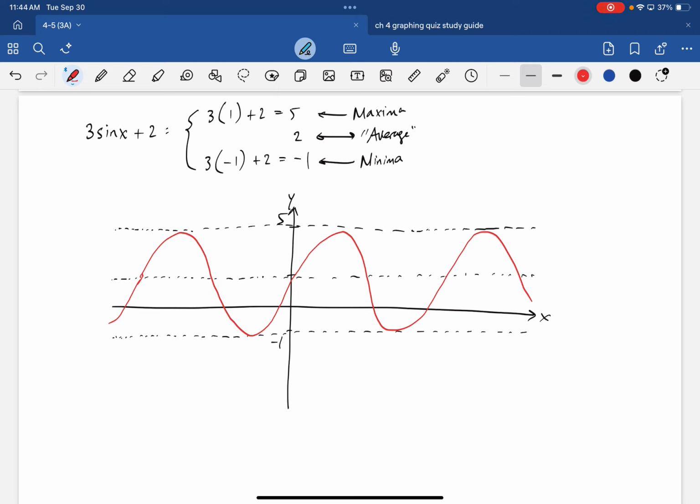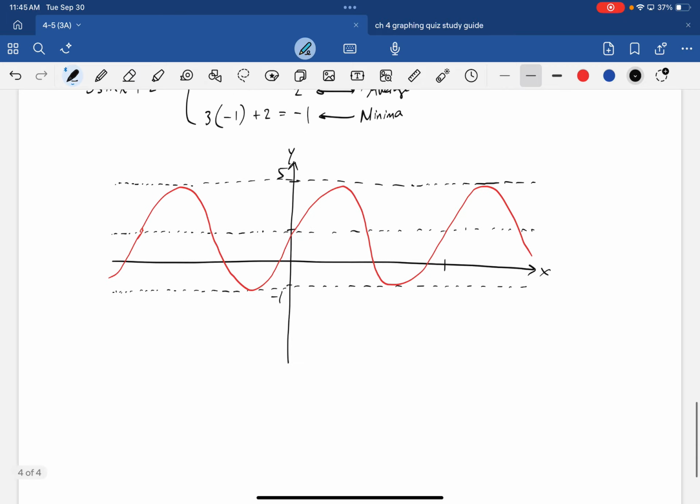And then, in order to get full credit, you also need 1 to 2 tick marks every period on the x-axis. And how do I know where they're going to be? I know they're going to be wherever my graph intersects the middle line. So that's going to be 2 pi, because that corresponds to this point here. And then this point corresponds to pi. So here's 2 pi, here's pi, here's negative pi, and then here's negative 2 pi.